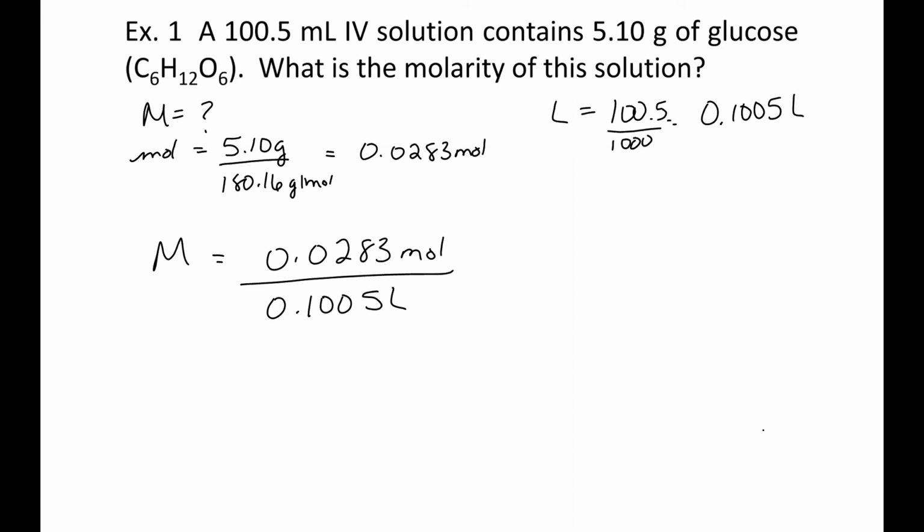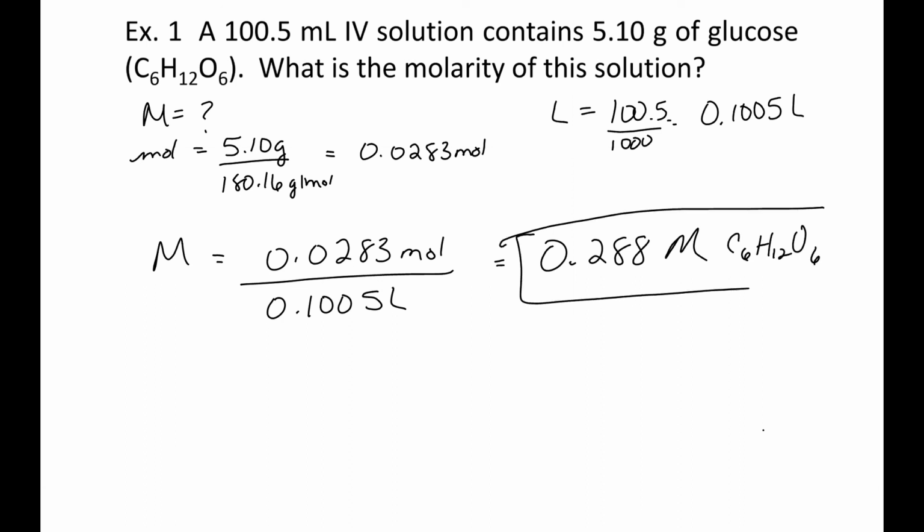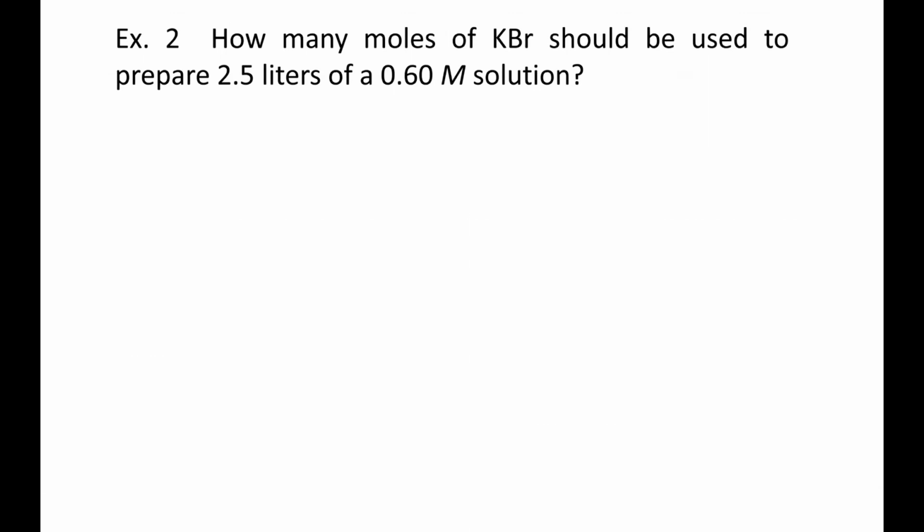What I need to see in the equation are the units. So I would have to see the M equals 0.0283 moles. Don't just leave the number by itself, okay? And then I want to see the liters on the bottom. And 0.282 molar C6H12O6 solution. Oops. Okay, so I do want to see the units in the actual problem.